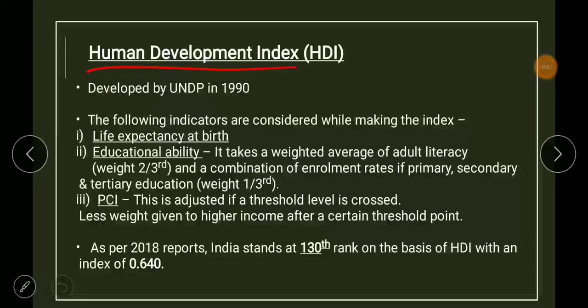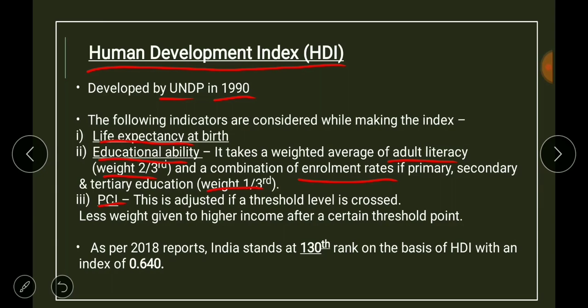Next, we have the Human Development Index. It was developed by UNDP in 1990. The following indicators are considered while making the index. Number 1, life expectancy at birth. Secondly, educational ability. It takes a weighted average of adult literacy given a weight of 2/3 and a combination of enrollment rates of primary, secondary, and tertiary education given a weight of 1/3.